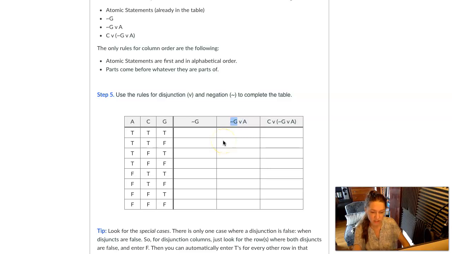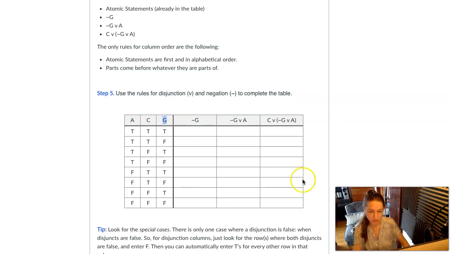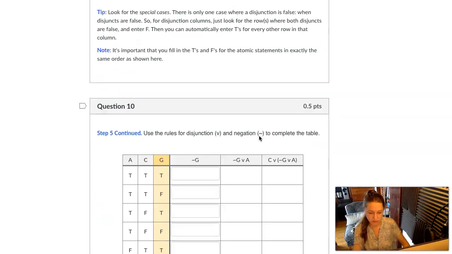We're going to need not G in the table, so okay, let's put it in here. And we also need A in the table, it's already in. Are all of this statement's parts in the table? We're going to need G, it's already in. Once we have it set up, we can use the disjunction and negation rules to fill in the table. So let's do that now.